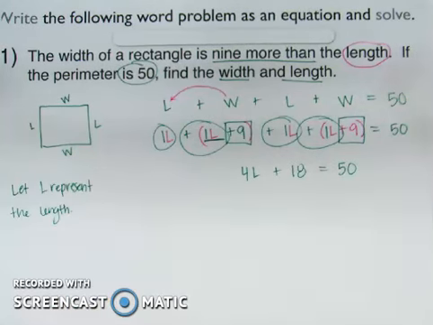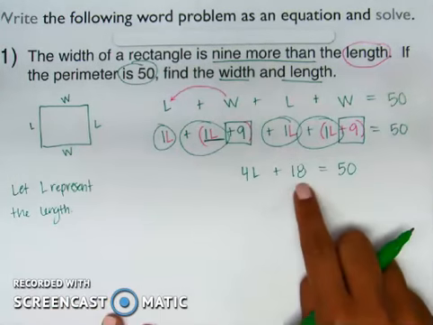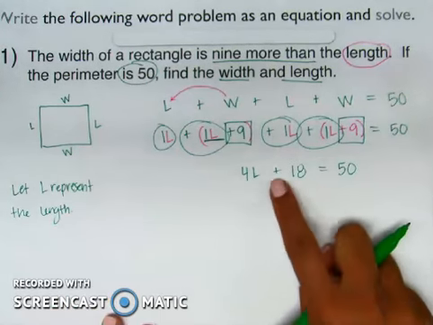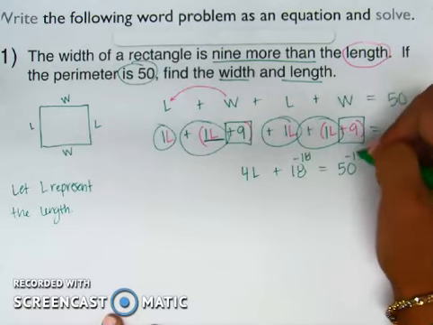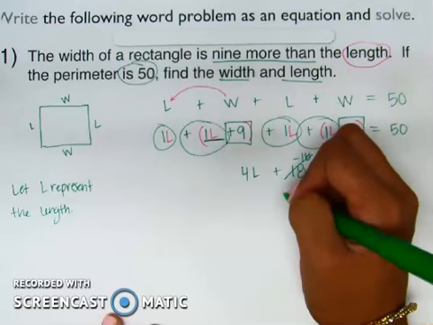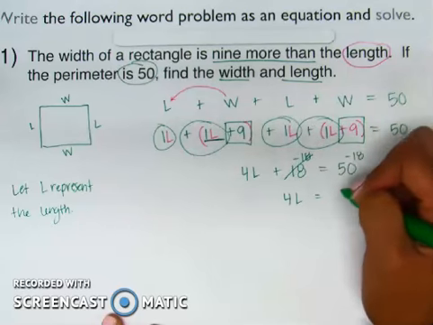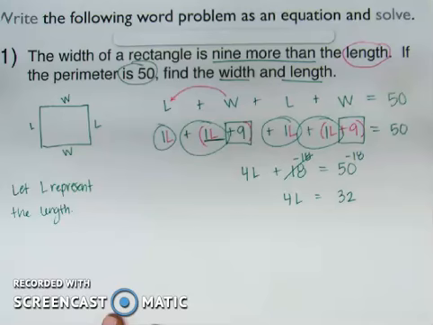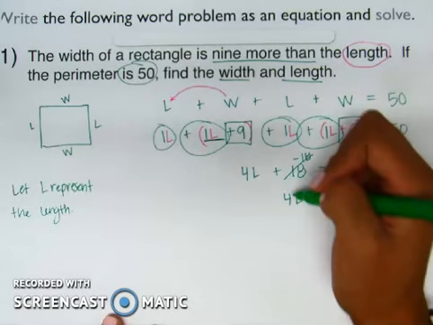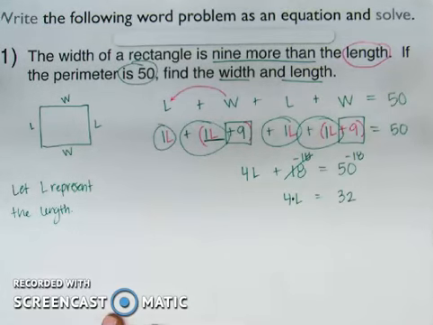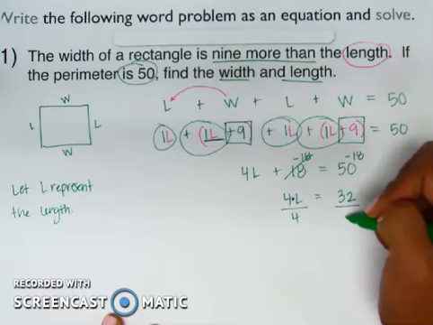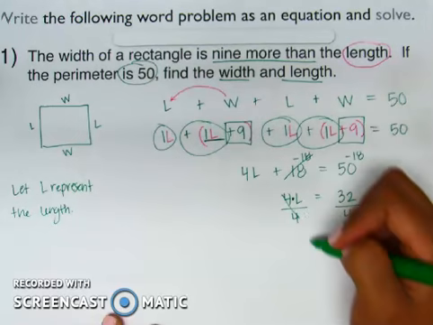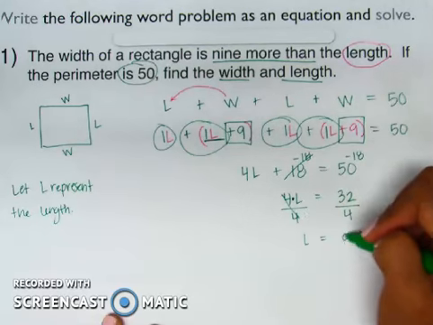So first things first, we're going to go ahead and get rid of this constant. So the inverse of adding 18 would be to subtract 18 from both sides. So that's going to leave us with 4L equals 32. Now let's not forget, this means 4 times L, and the inverse operation of multiplying by 4 is to divide by 4. So dividing both sides by 4, I'm left with L equals 8.